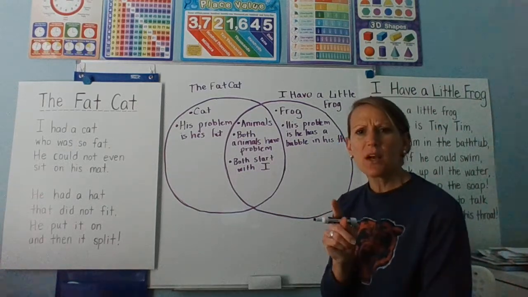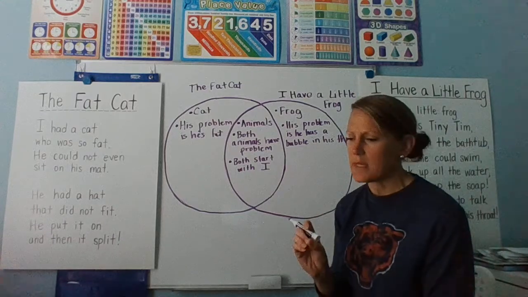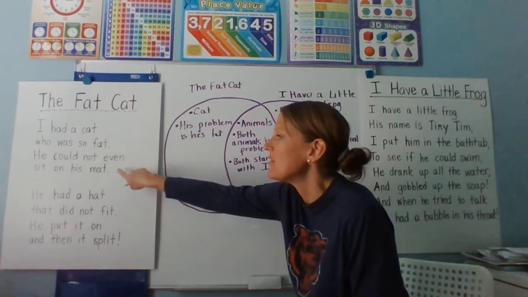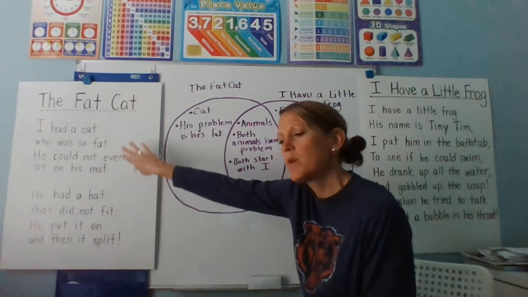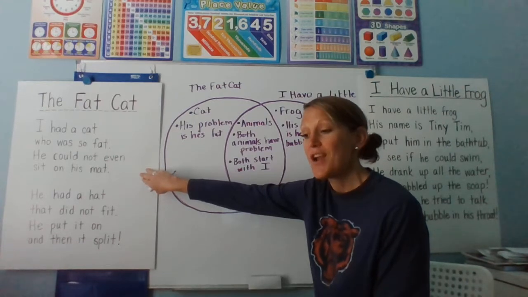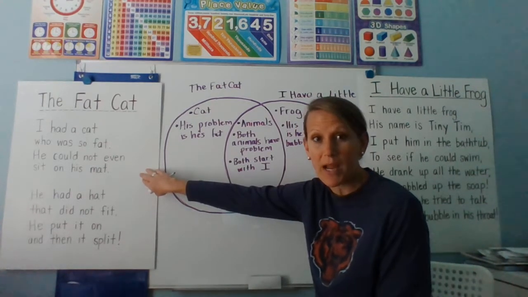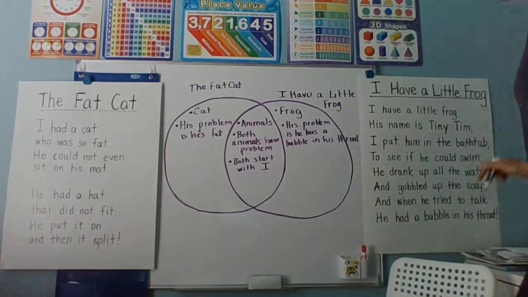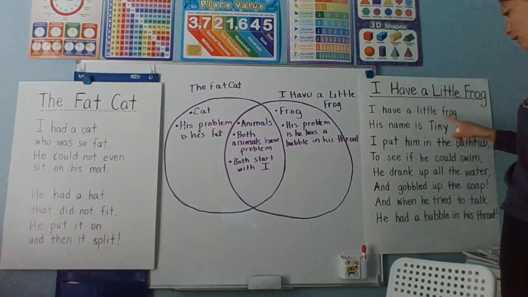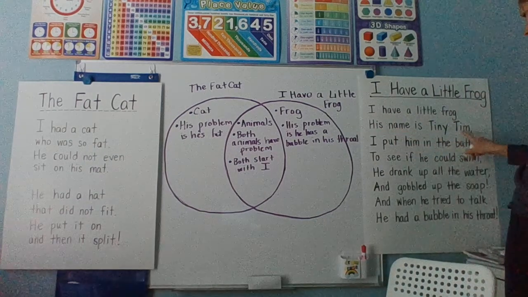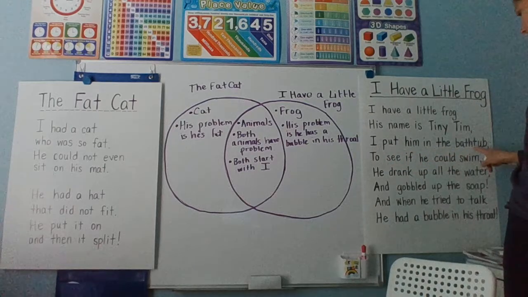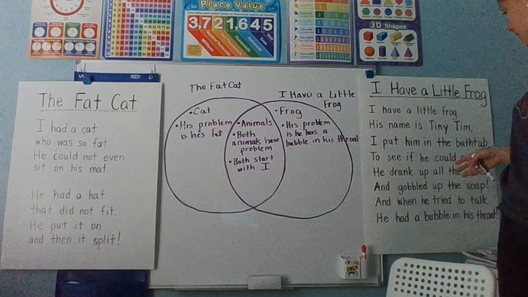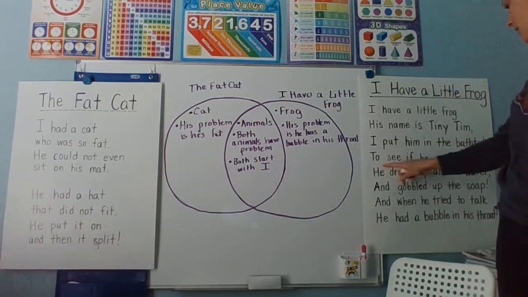Okay, let's talk about something about the way that the author wrote these. I had a cat who was so fat he could not even sit on his mat. What did we talk about this type of poem? The author used rhyming for this poem, right? Let's go over to I have a little frog and see if this one rhymes at all. I have a little frog. His name is Tiny Tim. I put him in the bathtub to see if he could swim. Is there a little rhyming? Yeah. His name is Tiny Tim, to see if he could swim.